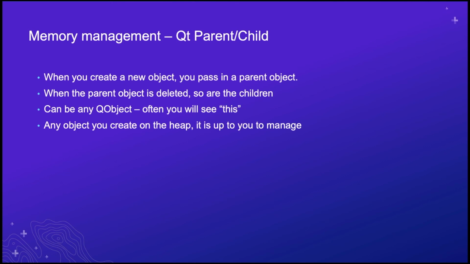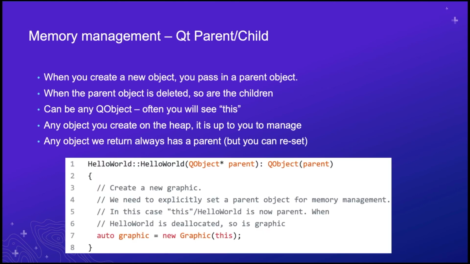Any object you create on the heap, it's up to you to manage. However, any object we return to you from the runtime API always has a parent set. In some cases, you might want to reset this or manage it on your own, and we'll talk about that in the next slide. Let's take a look at this code sample here of an application called HelloWorld.